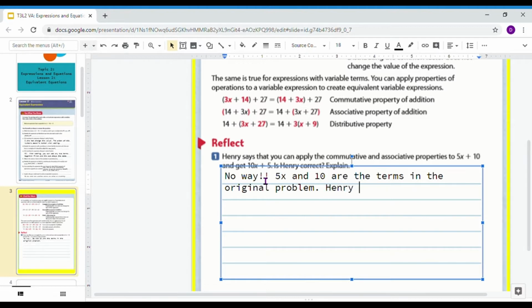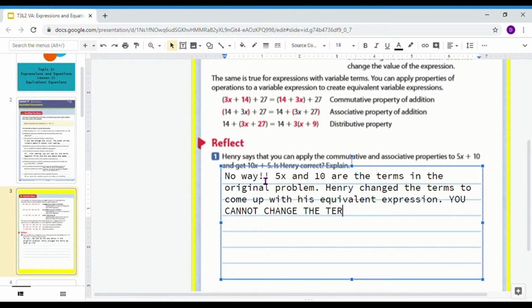In this case, Henry changed or altered the terms to come up with his equivalent expression. You cannot change the terms. You can't just say, oh, you know what, I want to change that. I want to take that x from the 5 and put it onto the 10, because it changes the value. So when you change the terms, it changes the value.